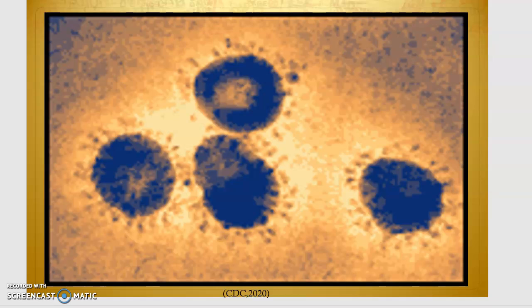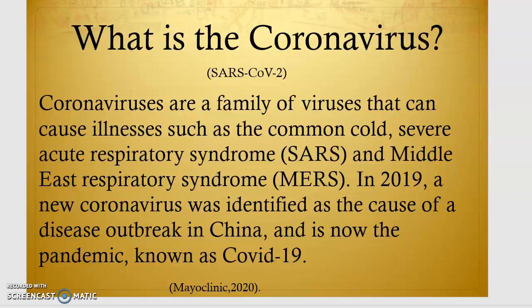There's a picture of the coronavirus. As you can see, it has spikes, and the word corona comes from crown. And if you cut it in half and look at it, it does look like a crown. What is the coronavirus?